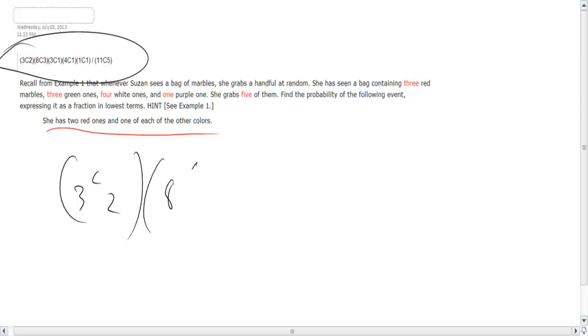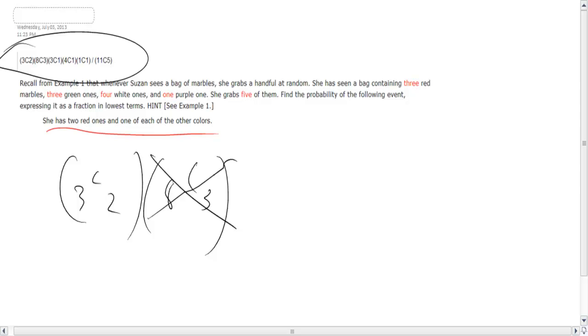Now, the next part you have here is the 8 combinations of 3, and I believe what's going on there is you're saying out of my 8 remaining marbles, she needs to pick 3 of those. That is true, but we're more restrictive than that. We don't want just any combinations of 3 out of the 8, because it says it wants exactly one of each of the other colors. So that shouldn't be there. We're going to go straight to the other colors.